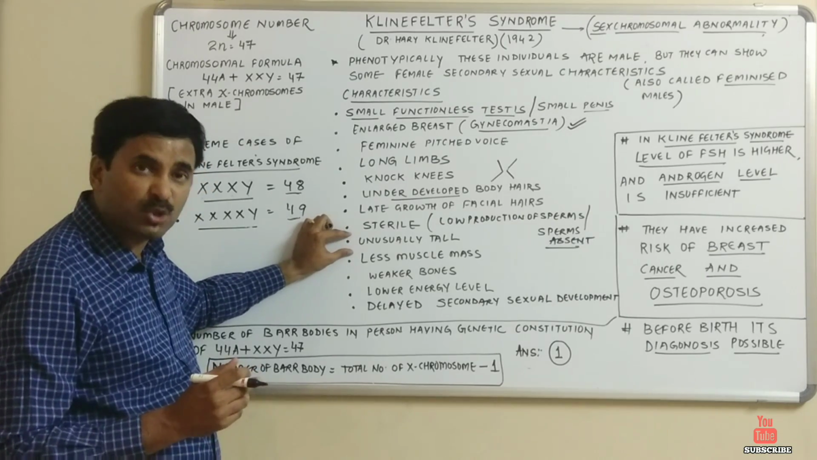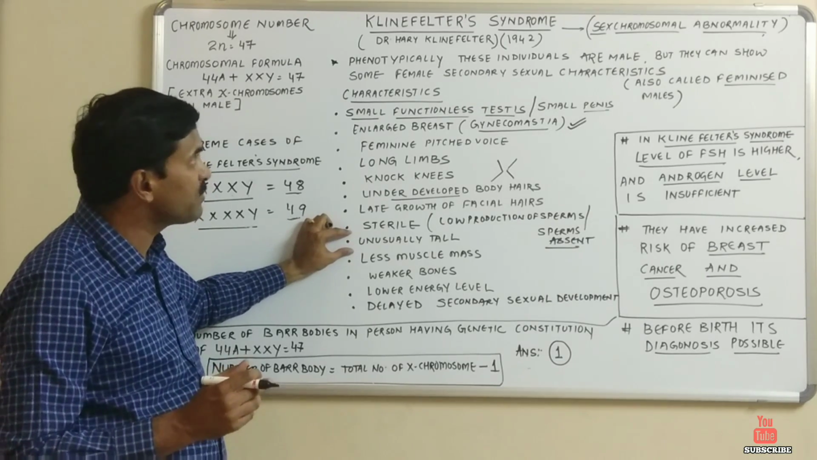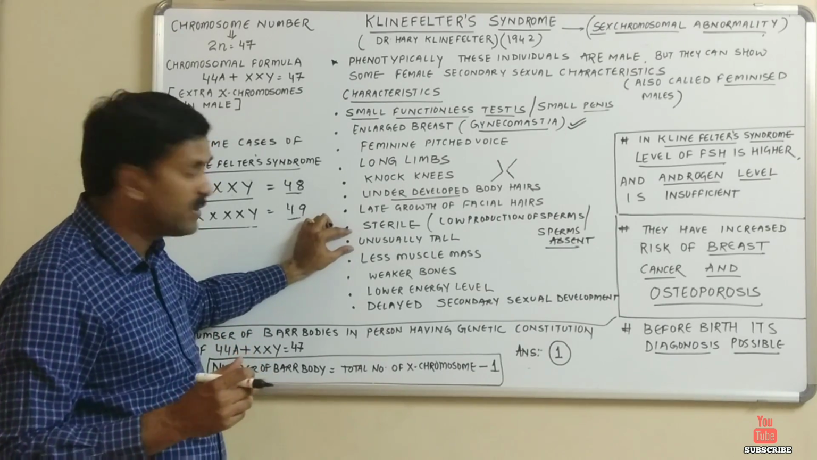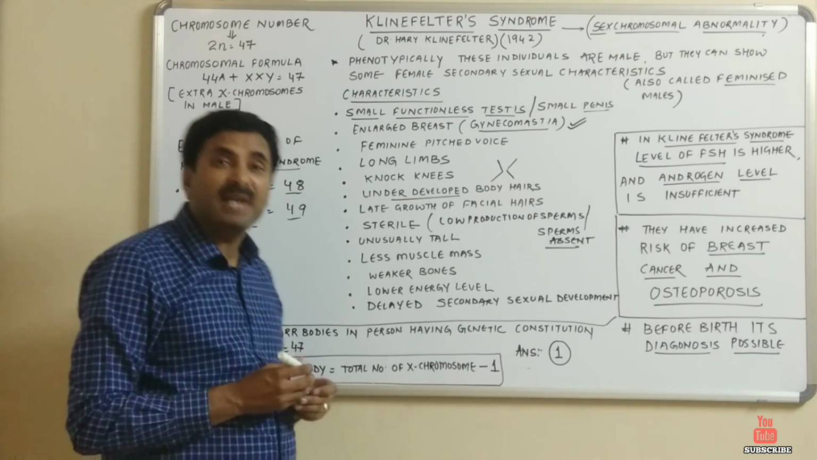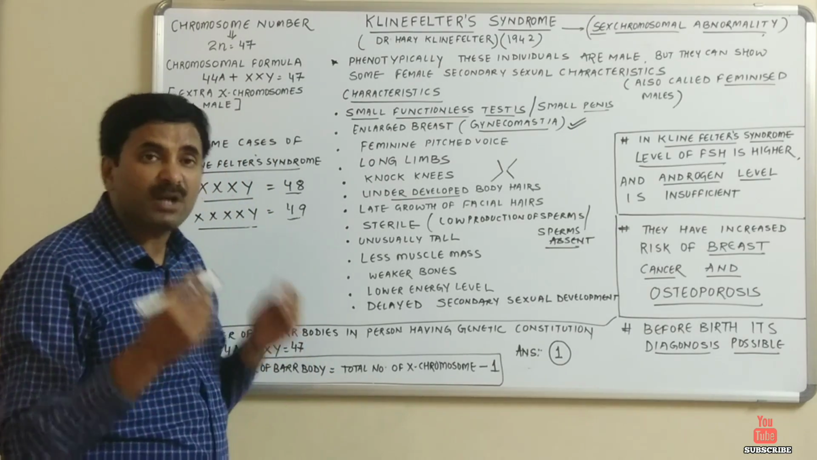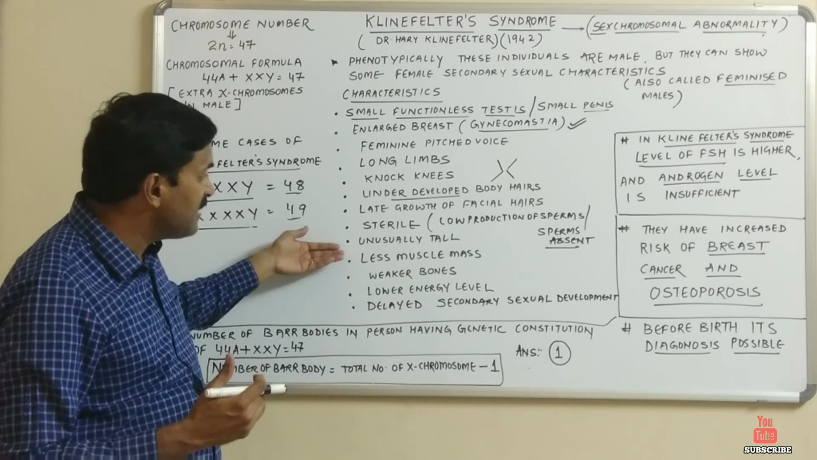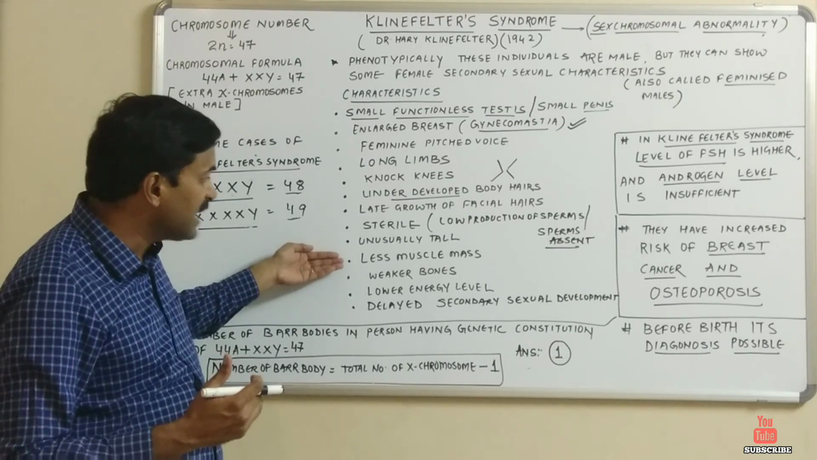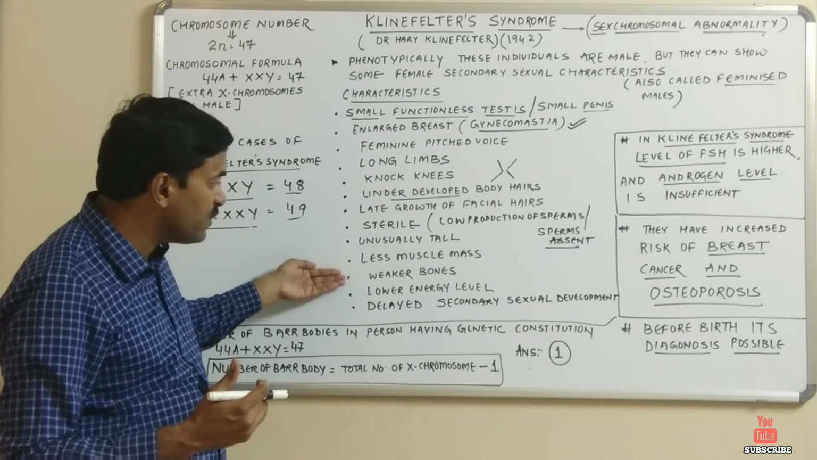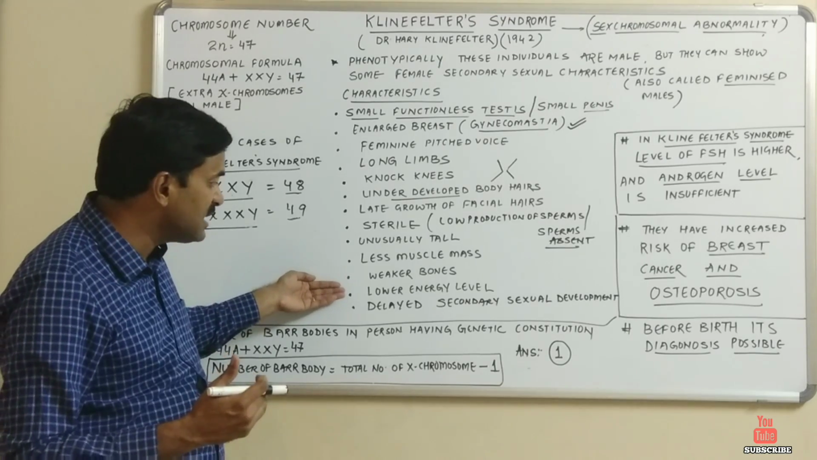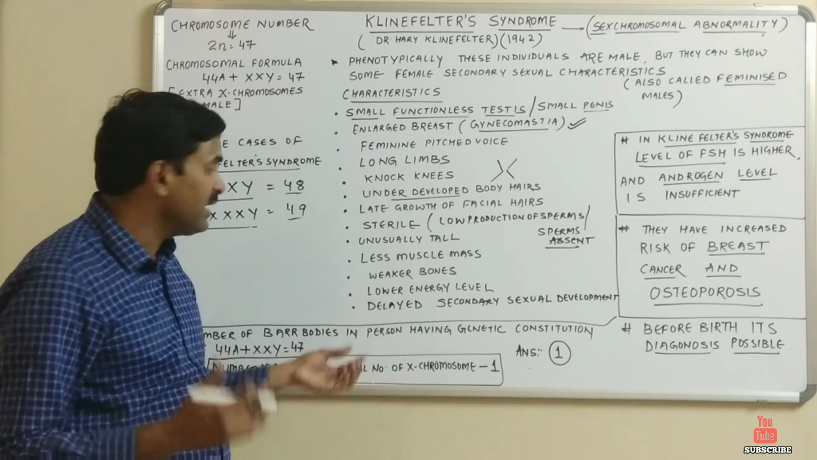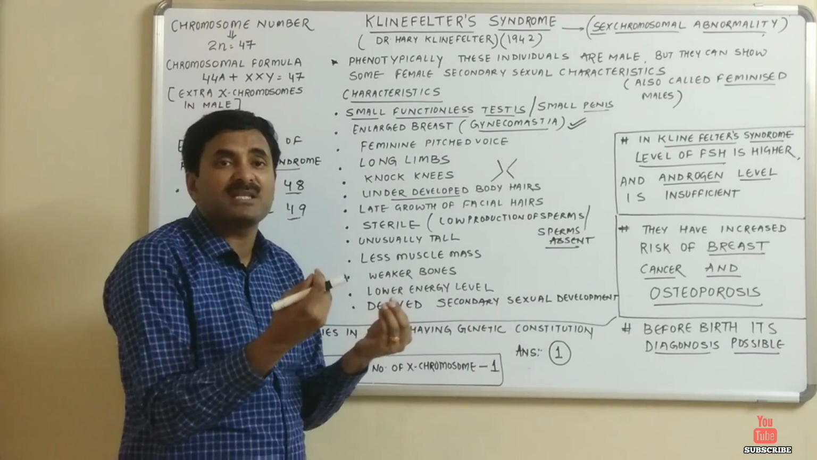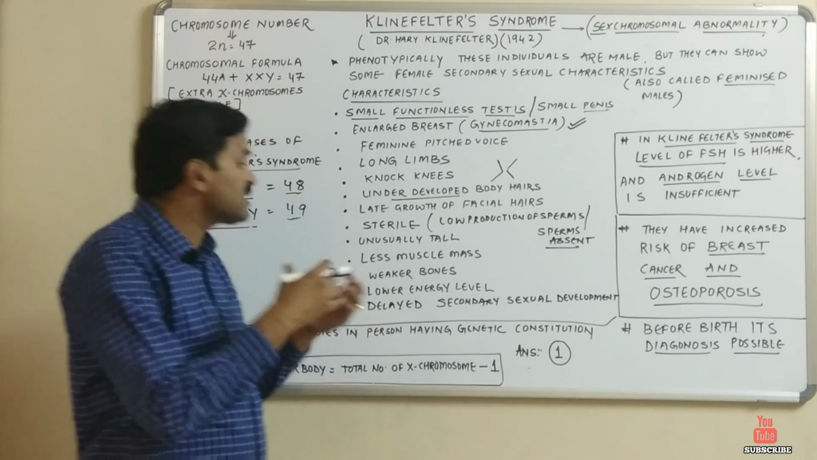They are unusually tall. A person suffering from Klinefelter syndrome, because of having long limbs, seems to be unusually tall. Okay, they also have less muscle mass. Their muscle mass is not just like a normal male. They have less muscle mass, their bones are very much weak, they have lower energy levels in their body, and overall we can say that they are having delayed secondary sexual development. Whatever secondary sexual development occurs, that is very much delayed.